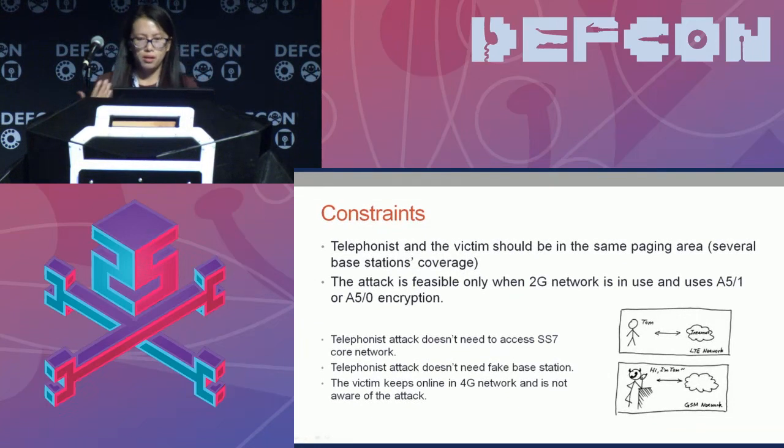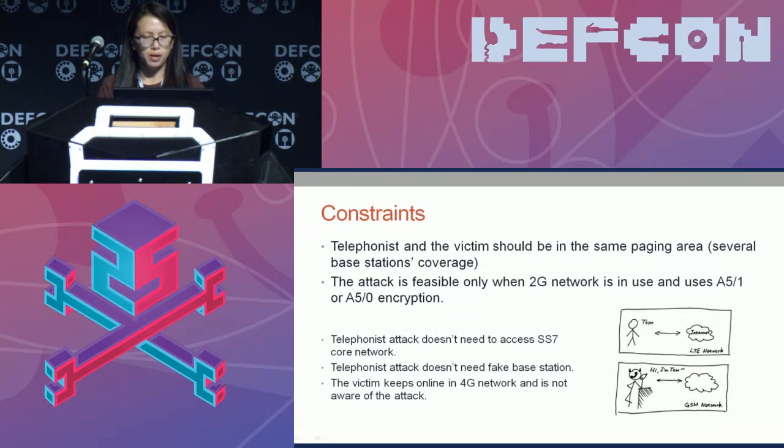Now, you may think, oh, this vulnerability is so dangerous, but we want to emphasize that you shouldn't worry so much. There are some constraints. In this page we summarize the constraints to launch the attack. Firstly, the telephonist and the victim cell phone should be in the same paging area. It may be several base stations' coverage. And secondly, the attack is feasible only when the 2G network is in use and uses A5/1 or A5/0 encryption.